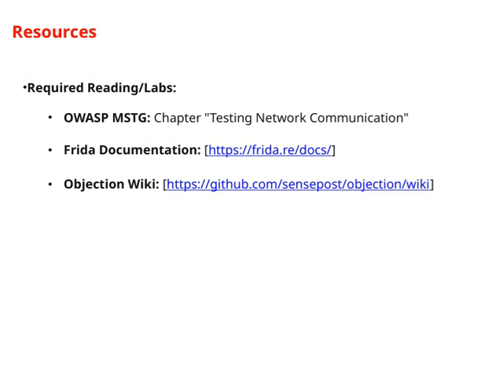All right, for your required reading and labs, I recommend starting with the OWASP MSTG, specifically the chapter on testing network communication. This will give you a solid foundation on how to analyze and secure network interactions. Next, check out the Frida documentation at frida.re/docs, which is an incredibly powerful tool for dynamic instrumentation and testing mobile apps. It's essential for understanding how to manipulate app behavior during security assessments. Also, don't forget the objection wiki at github.com/sensepost/objection/wiki, which builds on Frida and offers practical commands for mobile security testing.